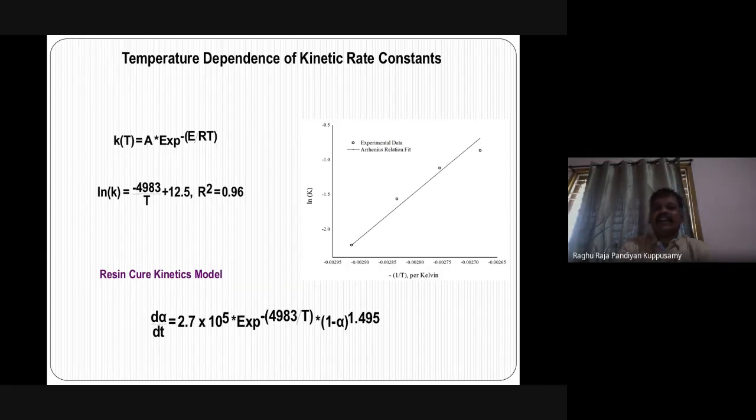After obtaining the kinetic rate constant, you have to find out the activation energy required from the Arrhenius equation. When it is fit into the Arrhenius equation, you can find two things: the activation energy as well as the frequency factor. After getting those data, you can find the final resin cure kinetics model, d alpha by dt, which is given in the form shown in the slide.